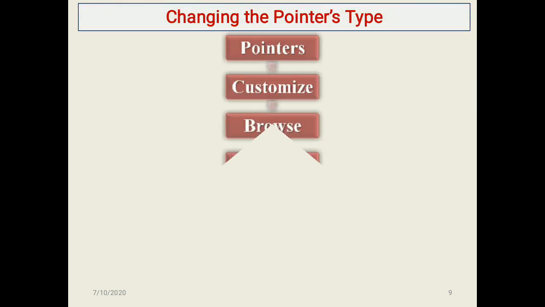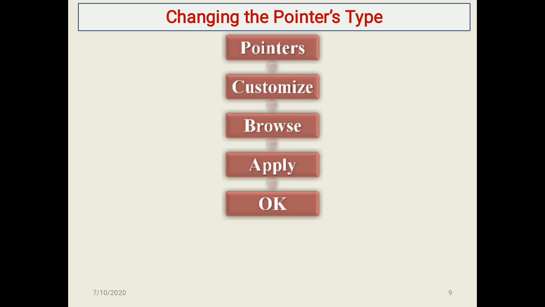Change the pointer type. How to change the pointer type, or we can say change the shape of the mouse pointer? First you have to click on the pointers tab, then select the pointer type you want to change from the customized list. Click the browse button. A browse window appears displaying the different types of available pointers. Step 4, select any pointer shape. Step 5, click the open button. You see the new pointer shape replaces the original pointer shape in the customized list.